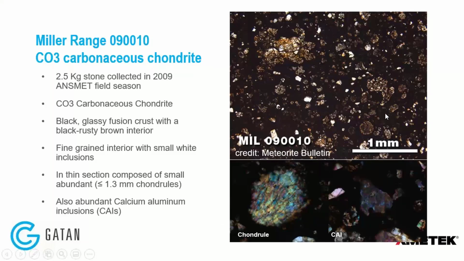In this section, we can see that it's composed of lots of chondrules, which range up to about 1.3 millimeters in size. And there are also abundant calcium aluminum rich inclusions, or CAIs. These CAIs are very fine-grained. This is a petrographic light microscope image of one with the cross-polarized light.